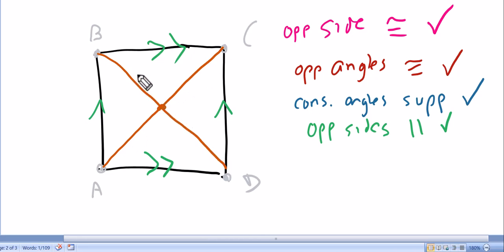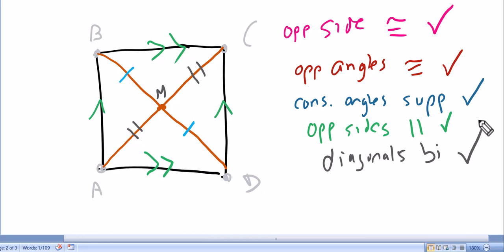And if we draw diagonals from vertex to vertex, we'll note that these are actually congruent to each other. So this from here to here is congruent to this one. And then this piece is congruent to this piece. We can call this point M. So AM is congruent to MC and BM is congruent to MD. So diagonals bisect each other. Boom. A square is a parallelogram.